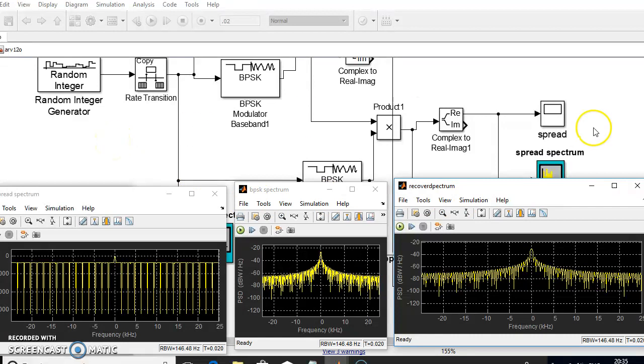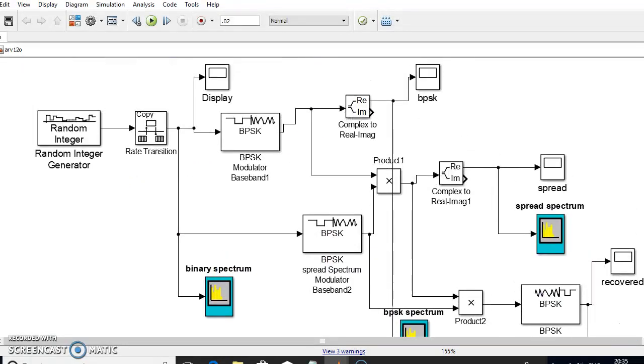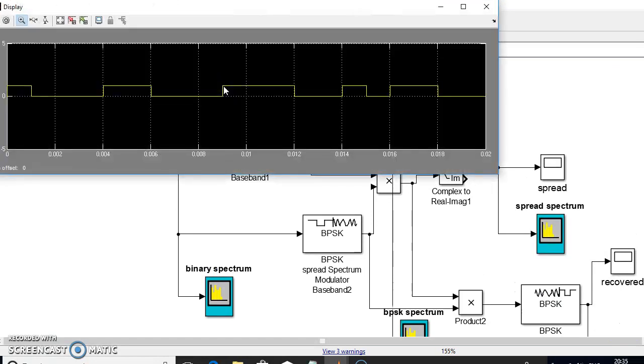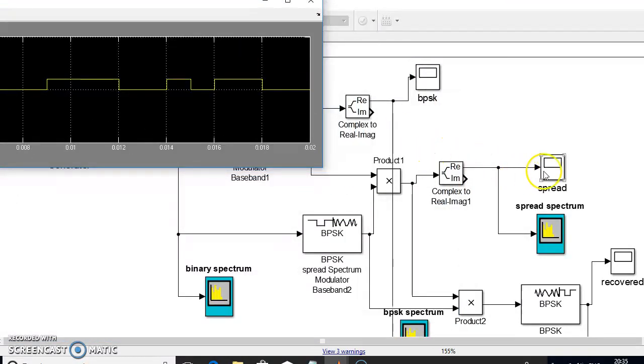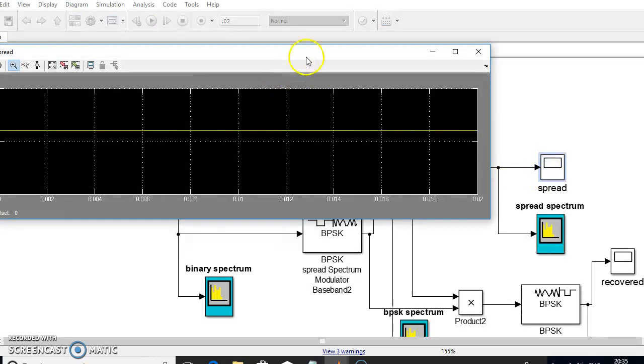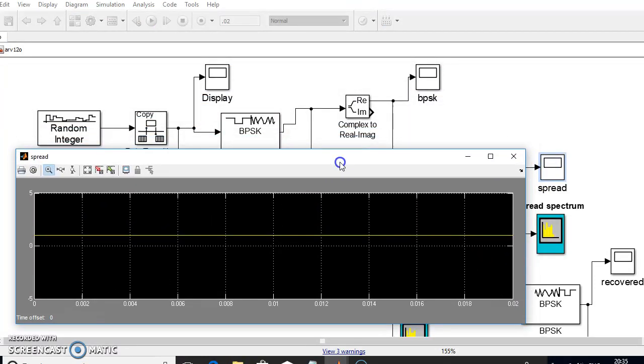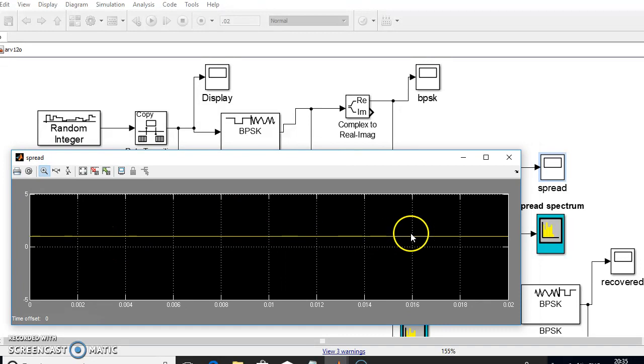And if you really see the waveform in the time domain, this is the actual binary signal which is being sent, but the moment you see this signal which is spread, the signal is so spread that you just can't find out what is really happening to the waveform.